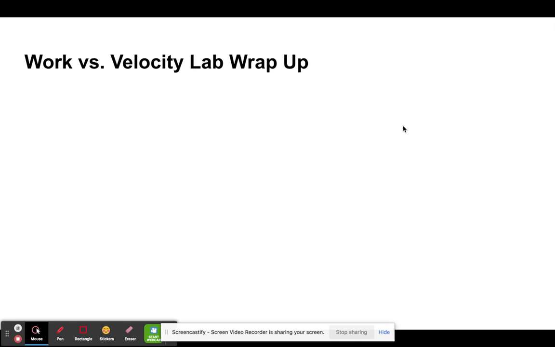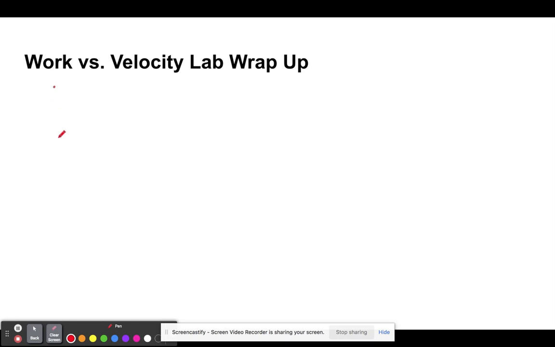So, wrapping up our work versus velocity lab. We did a lab where you had your track. Oops, if I could draw. Ooh, yikes. Clear that real quick. We looked at our lab where you had your track and you applied a force to the car, you looked at the force and the distance, and then you released it and we were looking at the velocity.